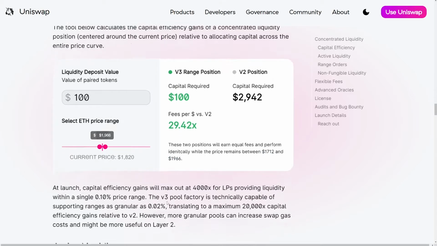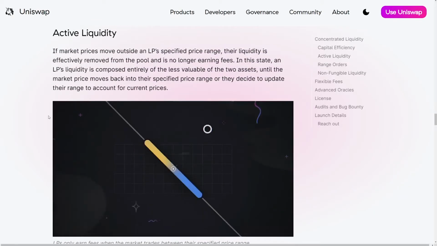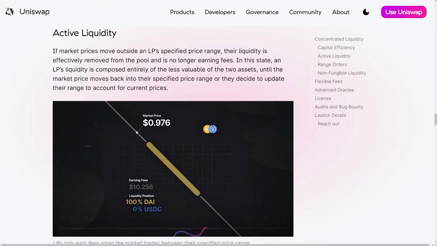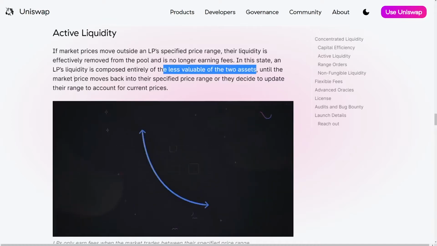If it doesn't, there is this catch which is called active liquidity, and it basically means that if the price gets out of your range, like here, you will basically be no longer earning any fees, and your liquidity is gonna be composed entirely of the less valuable of the 2 assets until the market price moves back into your price range.